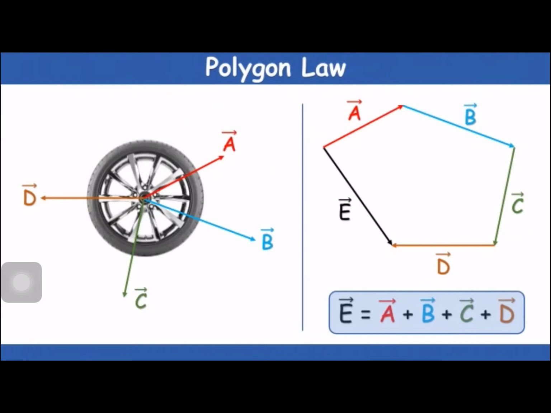Now we can calculate the net resultant vector. It is the closing side of the polygon. Closing side of the polygon is what? The E vector, which is given in the reverse order. That is E vector equal to A vector plus B vector plus C vector plus D vector.